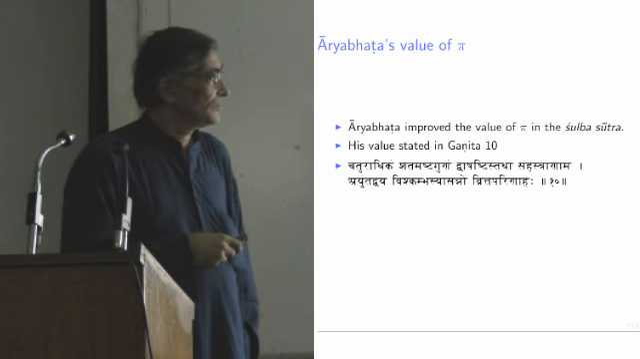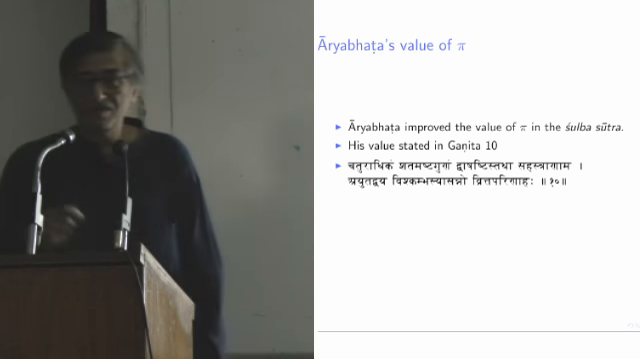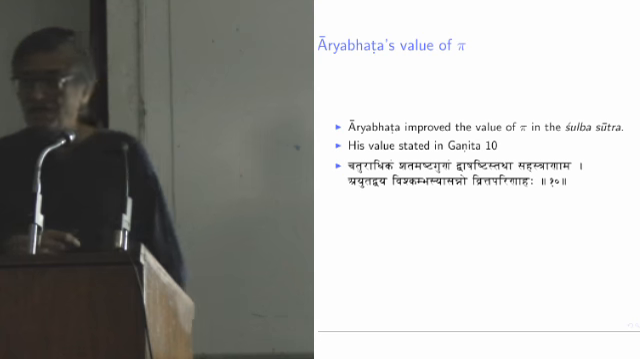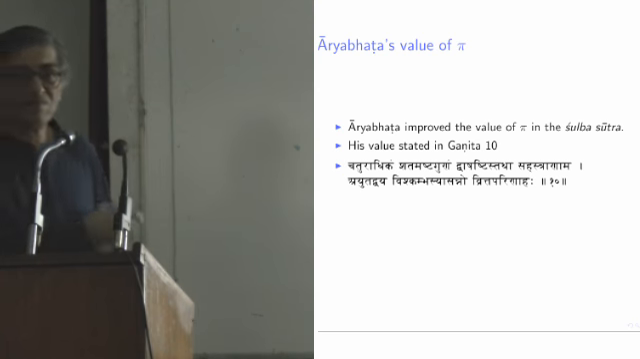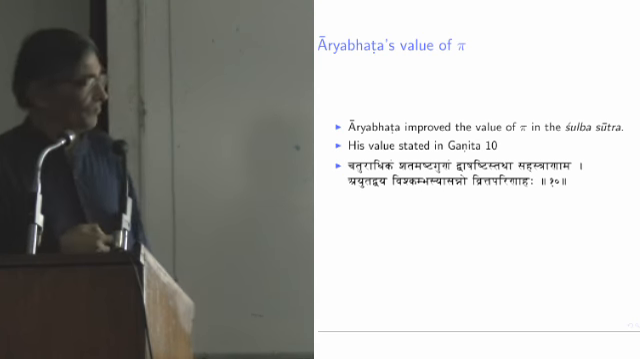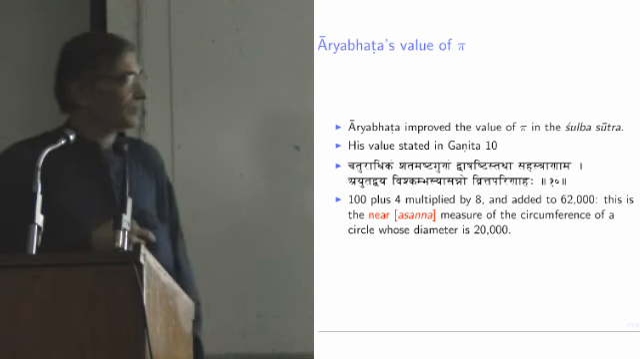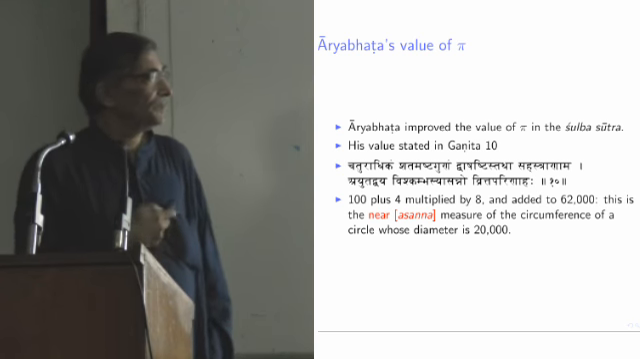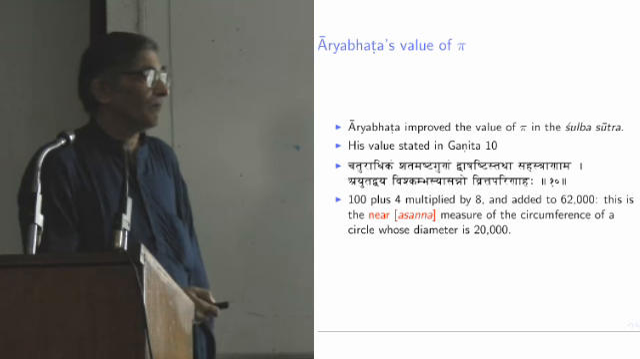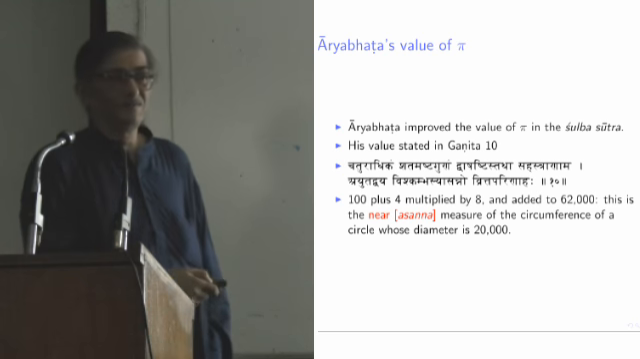So this was the value that he stated like this because it had to be stated in verse. And there is a meter in verse and therefore it is stated in a roundabout way. So 100 plus 4 multiplied by 8. And he is not giving the value of pi, he is giving the measure of the circumference.